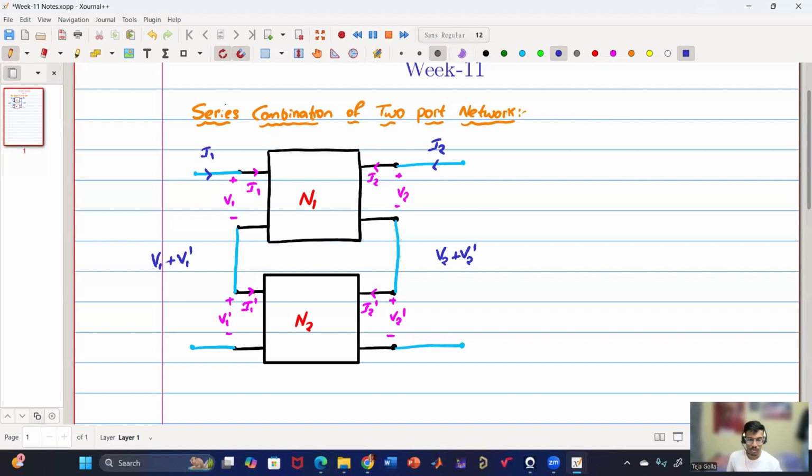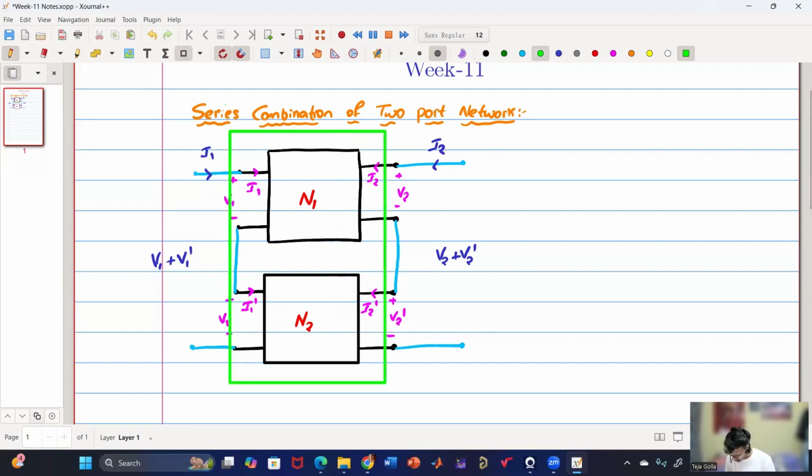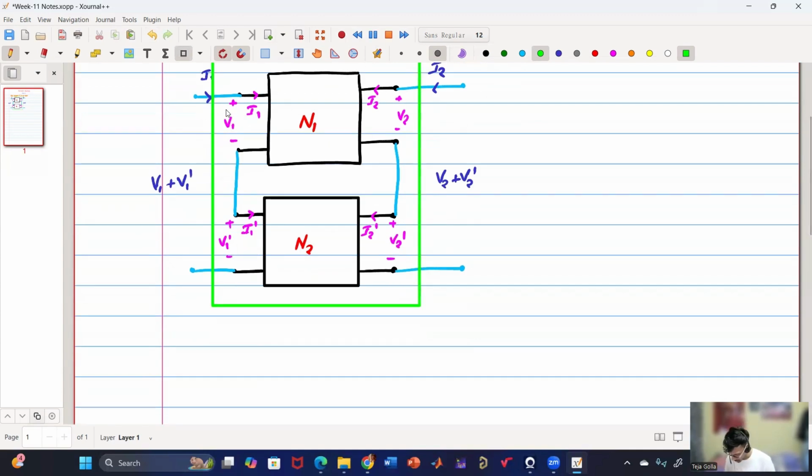So now we have to get the overall relationship, meaning, say if we consider this entire thing as a single two-port network, say now we are trying to represent this as a single two-port network. And let the network be named as N. Now we have to get the parameters of this N.